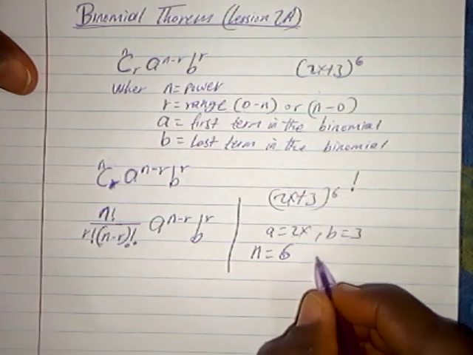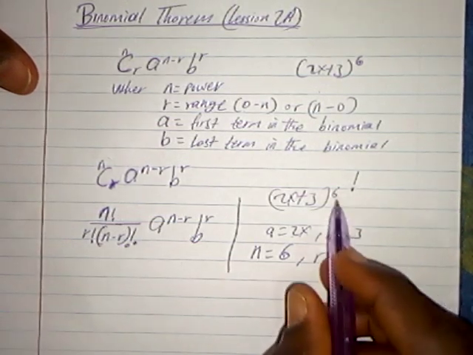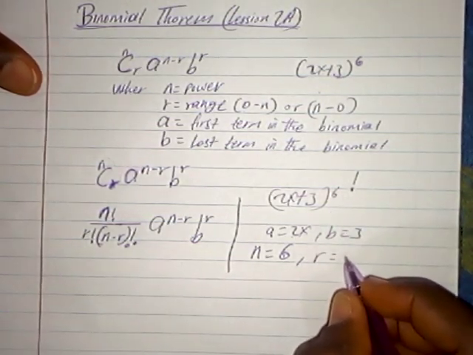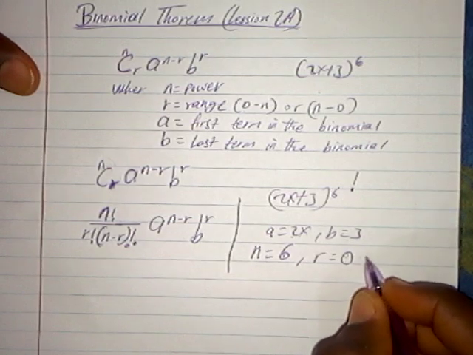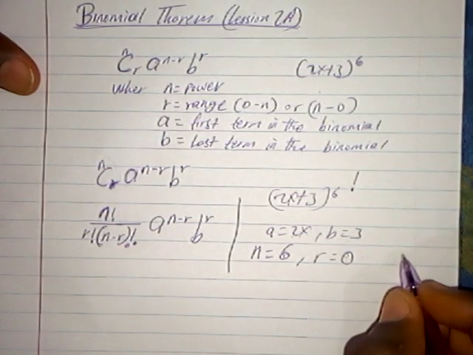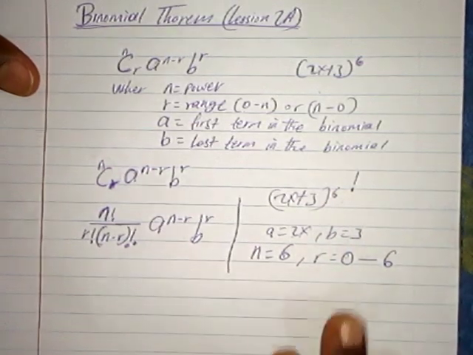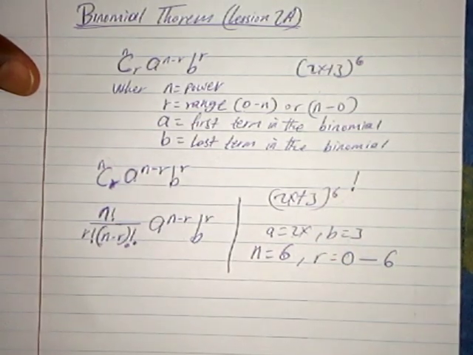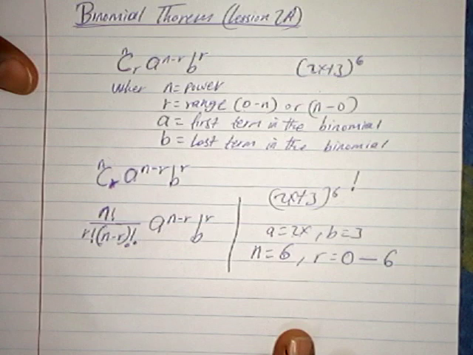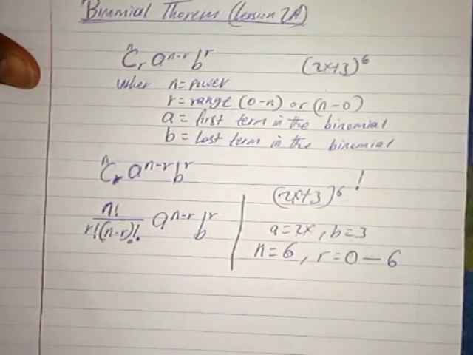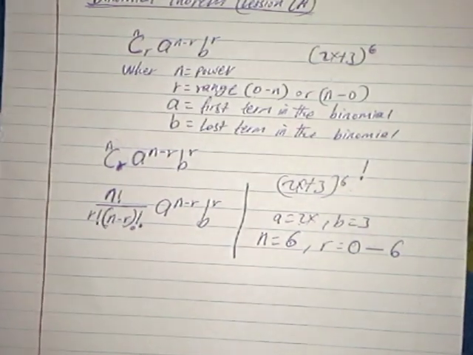And what? r is the range, something that we start from 0 and it goes up to the last number, 6, which is the power, right? It starts from 0 to 6. So you start from 0, 1, 2, 3, 4, 5, 6. Good. That's how we can use it. Now let's see how we are going to continue.